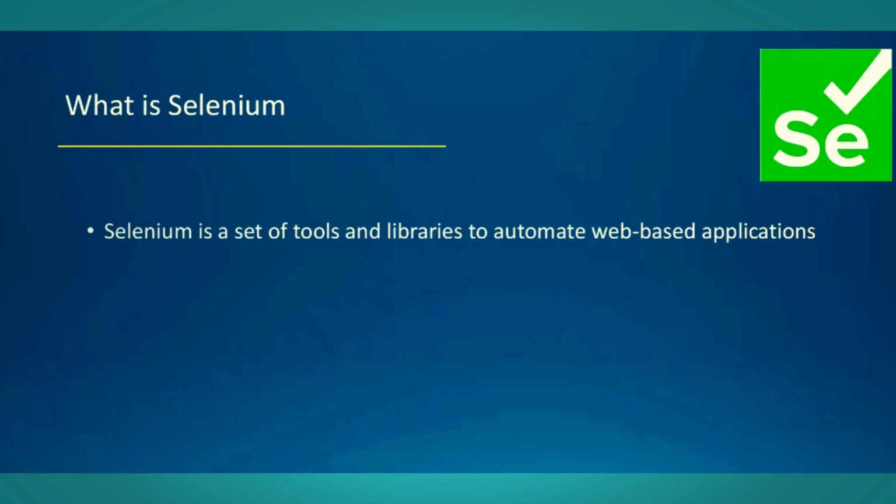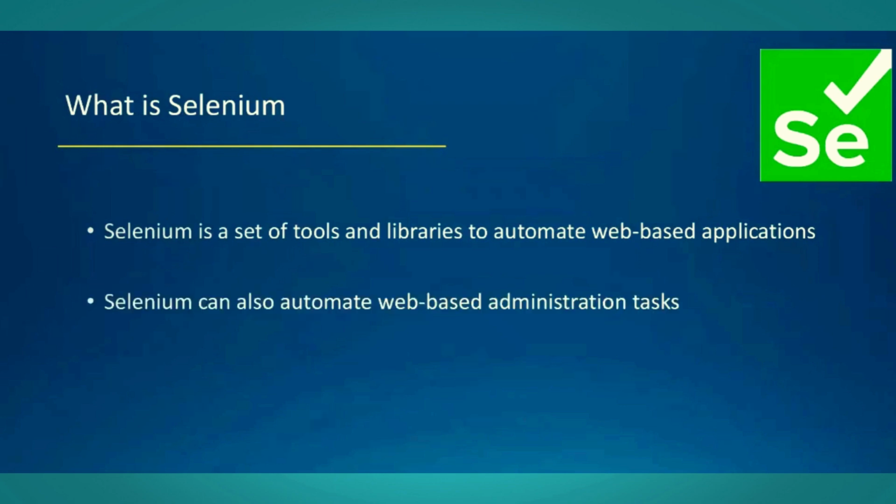Web-based applications are the applications which we access through the browsers by providing the specific URL in the address bar, right? So those are called web-based applications. So Selenium is a set of tools and libraries which are used to automate web-based applications. And Selenium can also be used to automate some admin tasks which are web-based.